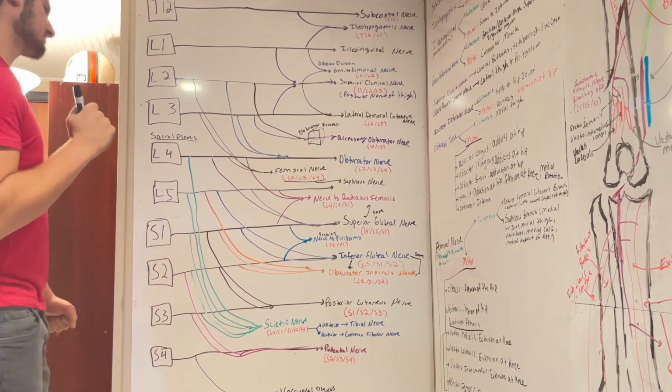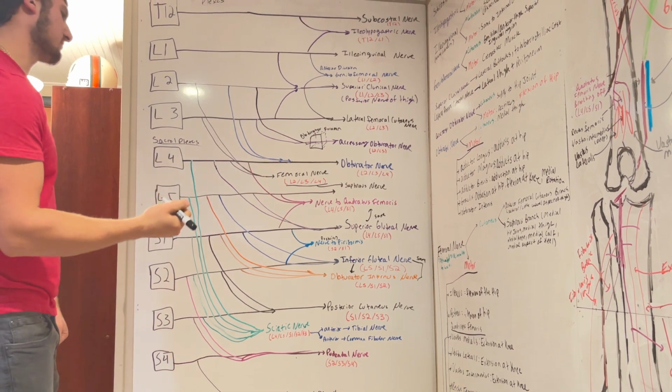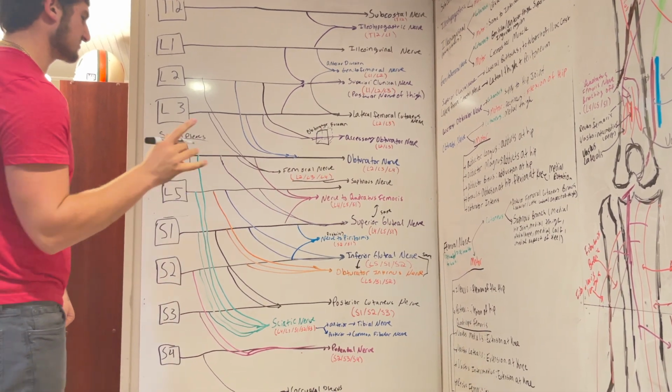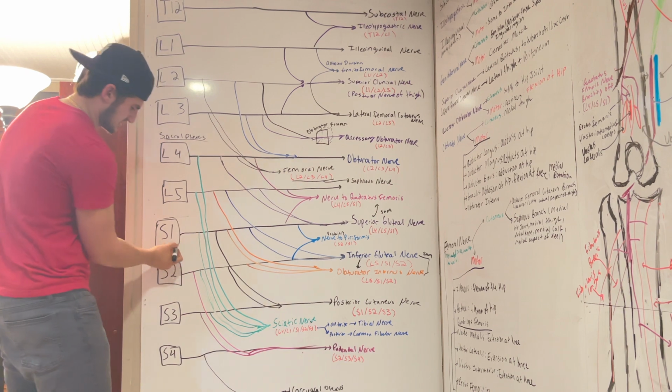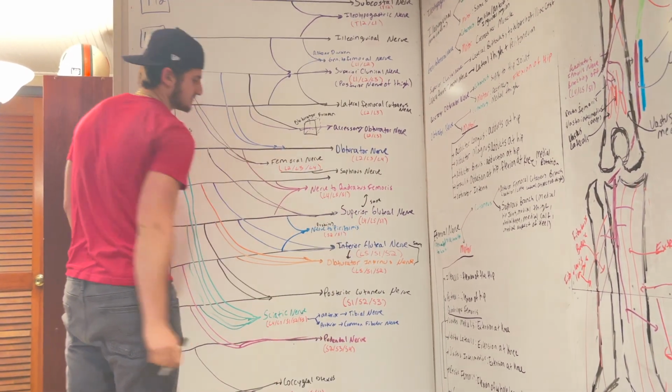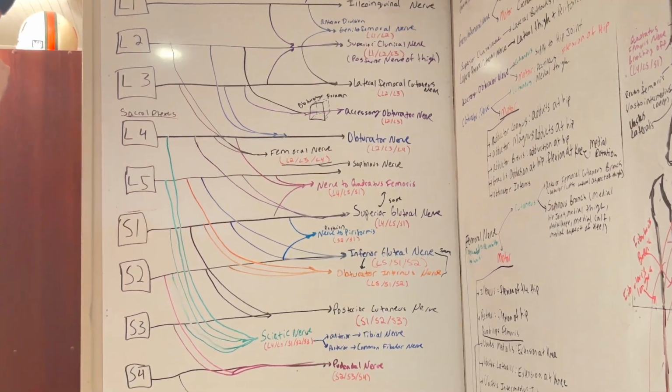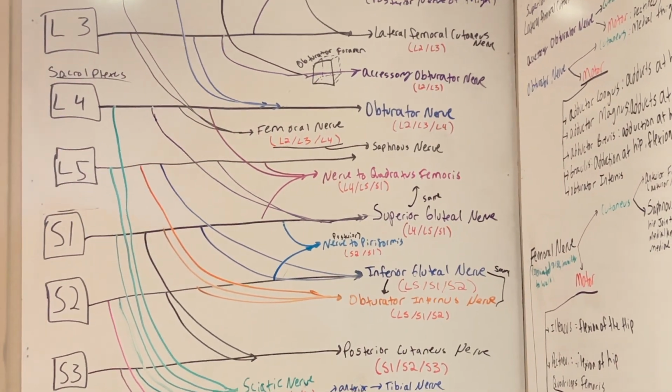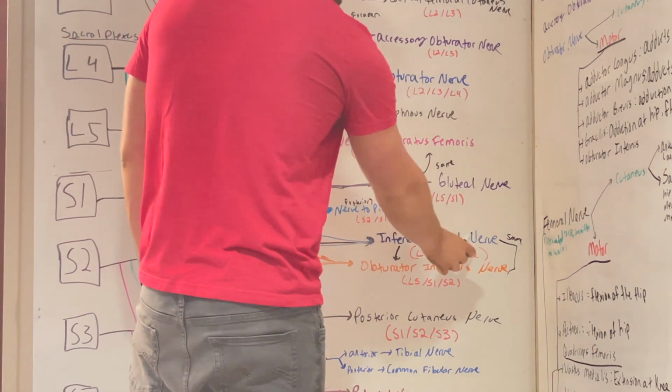The next nerve we're going to talk about is the nerve to the piriformis. The nerve to the piriformis comes from two branches, S1 and S2. So S1, S2. So this is the nerve to the piriformis, posterior side of the knee.